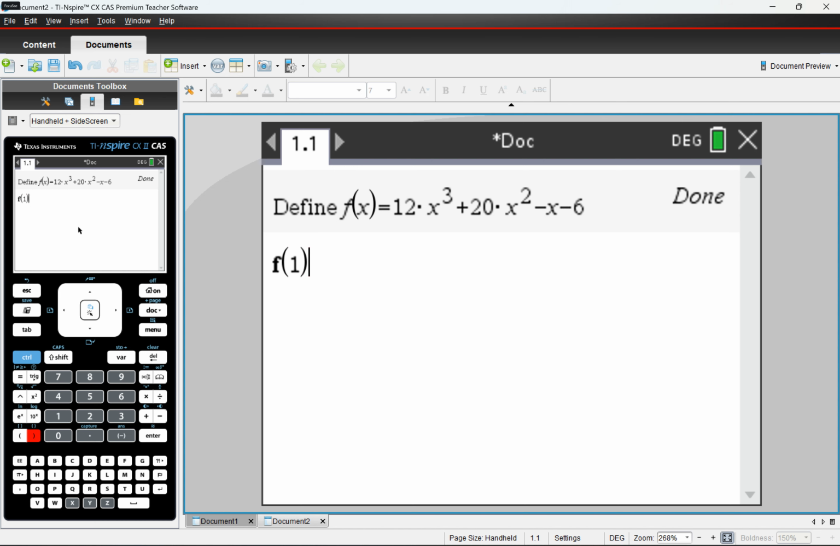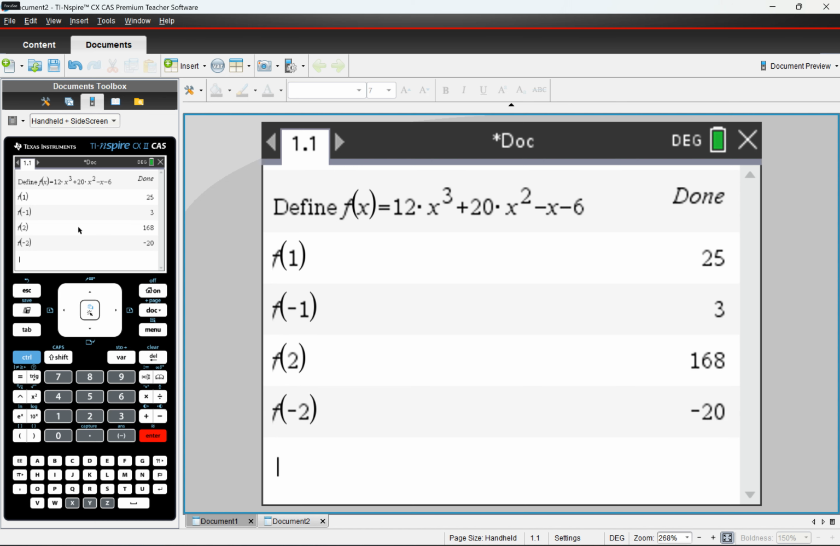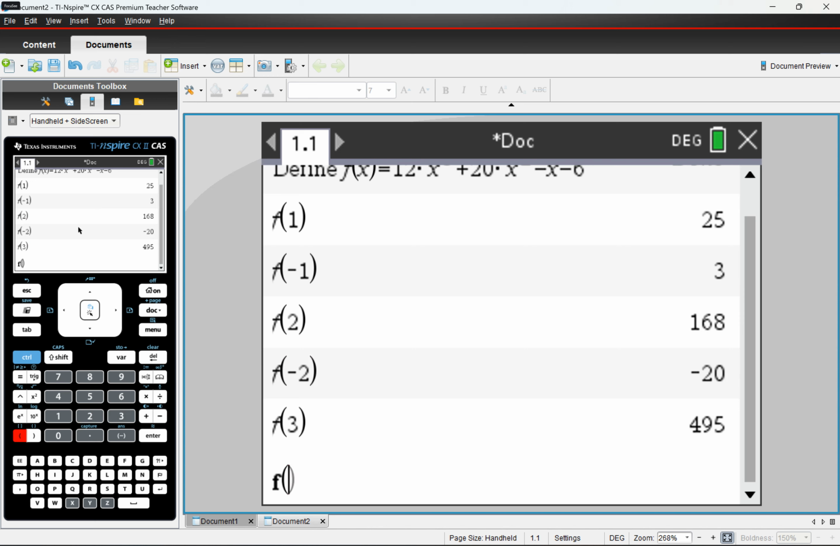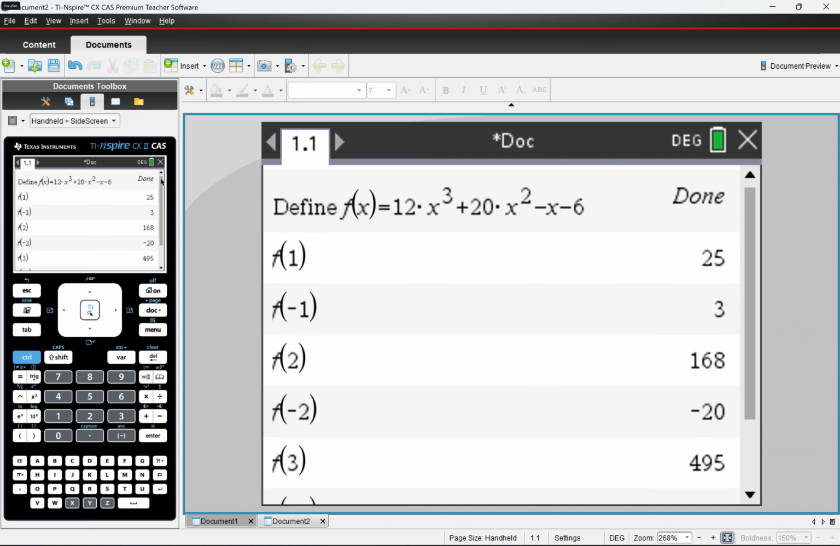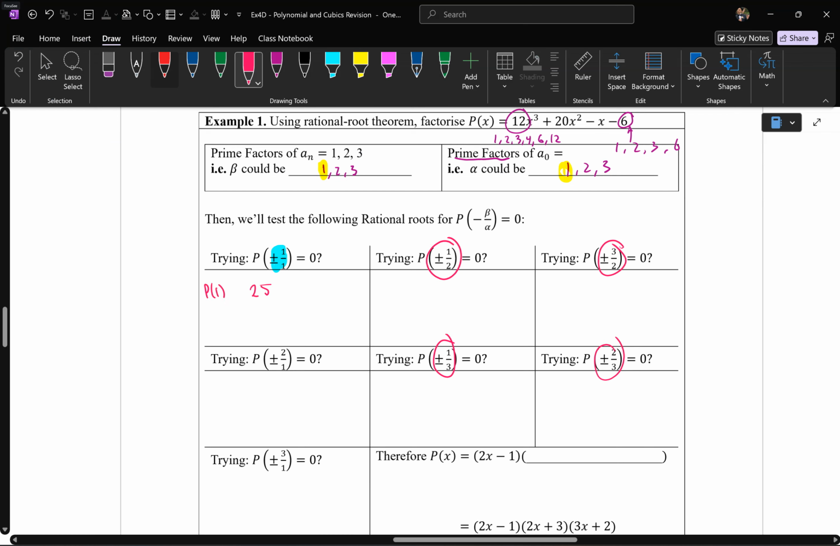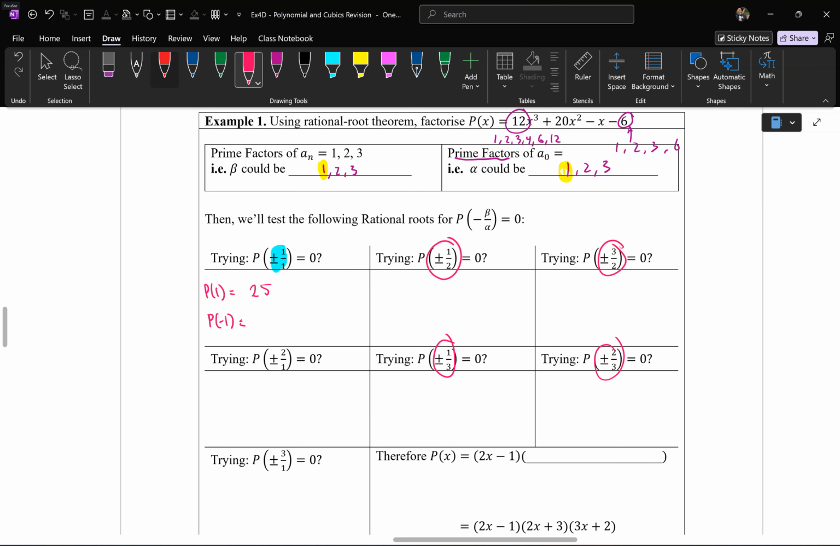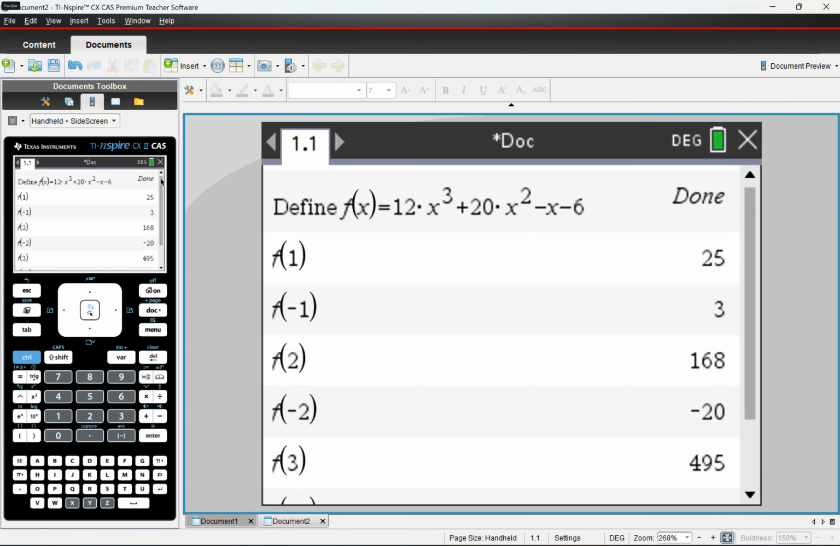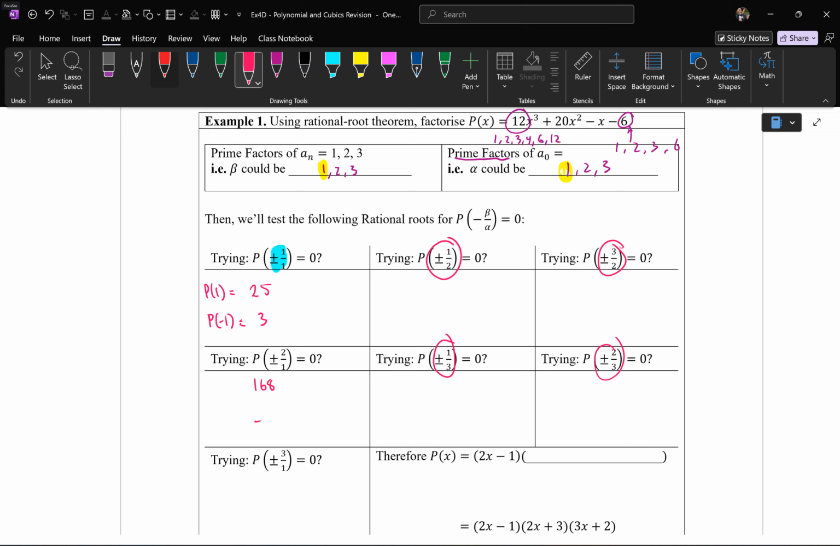Let's test it. So f of 1, so I'm testing, what if it's 1 over 1? Nah, doesn't give me 0. What about negative 1? Doesn't give me 0. What about 2? Doesn't give me 0. Doesn't give me 0. Doesn't give me 0. So you can fill that in. F of 1 is 25, so you can try it here. That gives you 25. F of 2 is 168 and negative 20, so 168, negative 20.